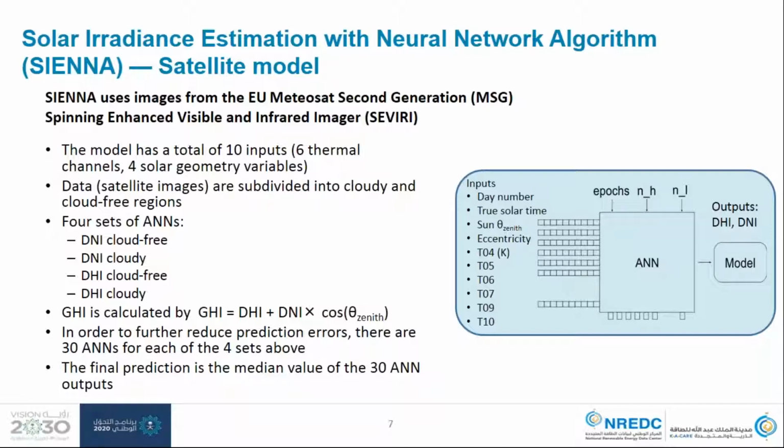And the ANN is designed to use 6 of the infrared channels from that, as well as sun position and position in the Earth's orbit, to produce estimates of the solar resource. It's divided up into cloudy and cloud-free neural networks, and it produces the DNI and the DHI, and then GHI is calculated from that.